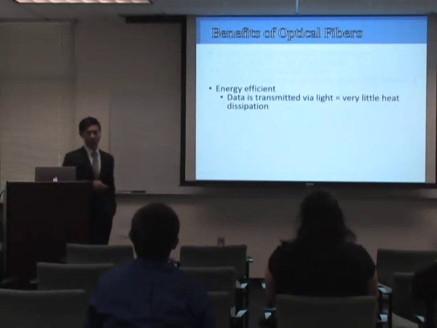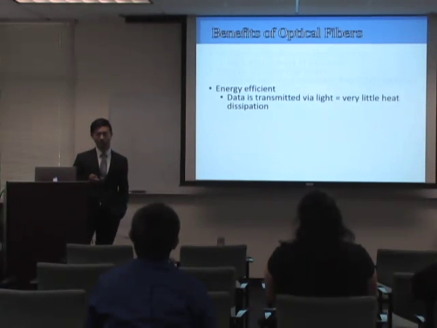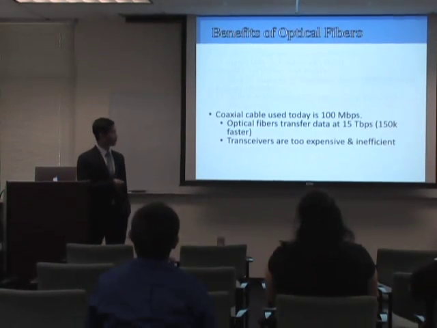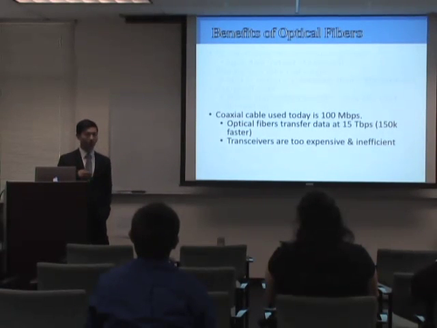It's very energy efficient. Data is transmitted through light, so very little heat is dissipated, and heat's one of the biggest factors in power consumption in electrical devices today. And it's very fast. Our coaxial cables today transfer data at around 100 megabits per second, and optical fibers can transfer about 15 terabits per second. That's around 150,000 times faster.